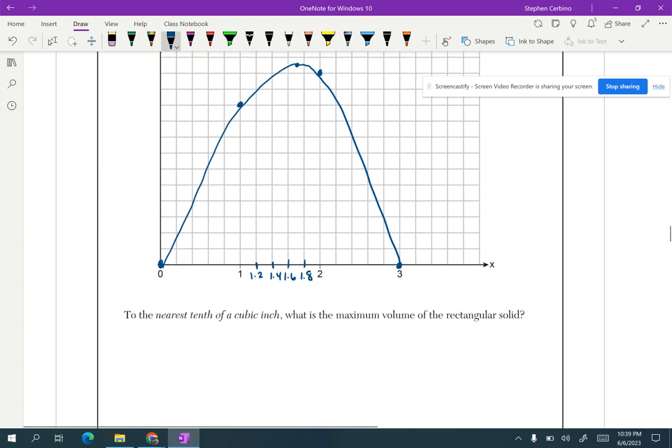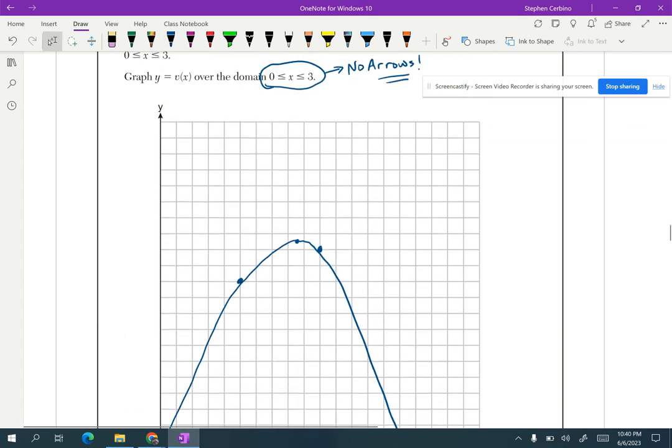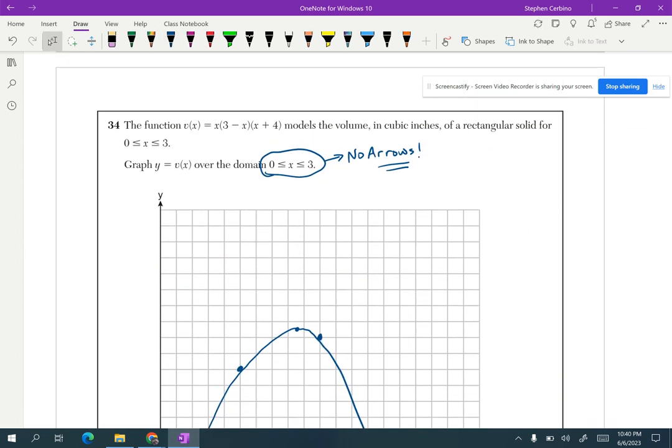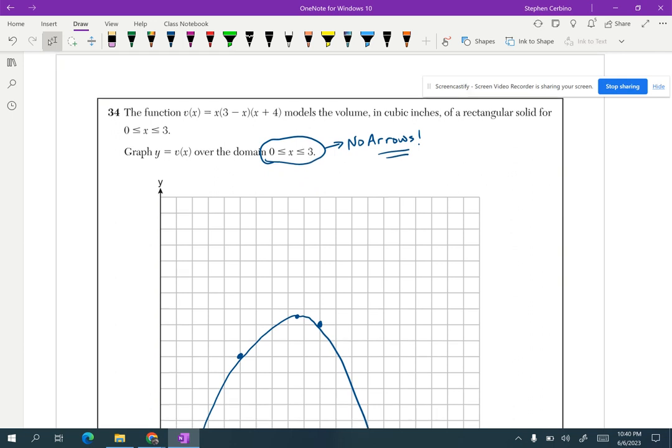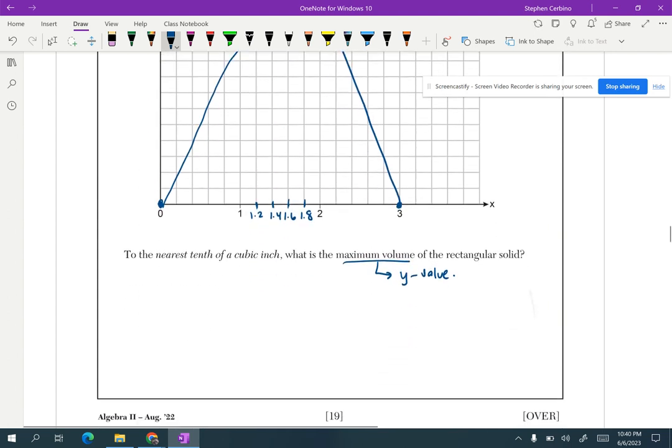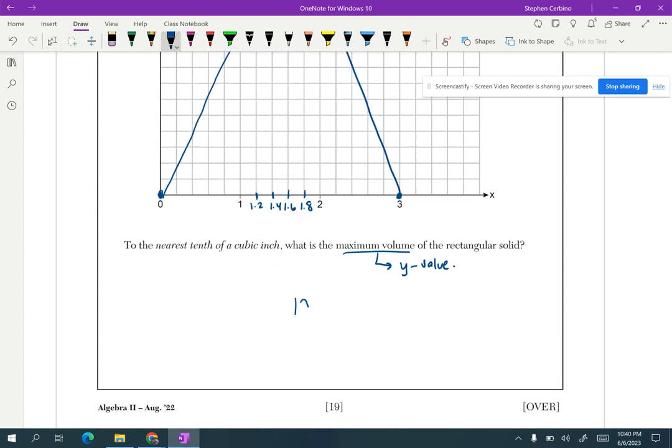It then says to nearest tenth of a cubic inch, what's the maximum volume? So this is asking us for the y value, right? Because if you remember, the x value is not the volume, the y value is. So this is V of x on our graph, right? So our maximum volume is going to be at 12.6 cubic inches.